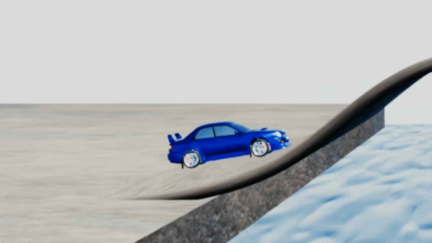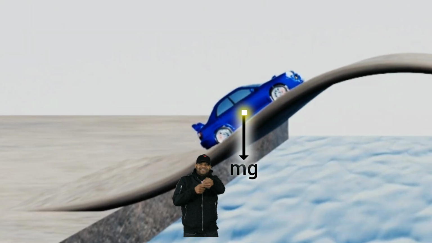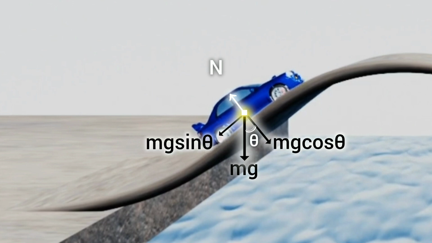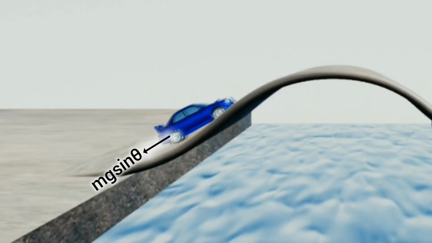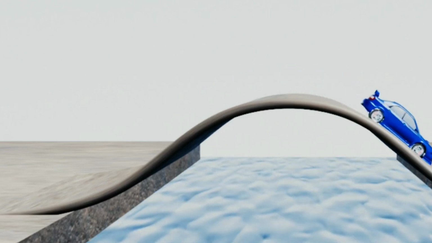But when the car is on the uphill part of the convex bridge, things change. The weight of the car is still pulling it down, but the normal force from the bridge is perpendicular to the surface. We can break down the weight into two parts: one part that's opposite to the normal force, and another part that's perpendicular to it. The perpendicular part of the weight creates an opposing force that slows down the car, so the driver needs to accelerate to keep it moving in the forward direction.